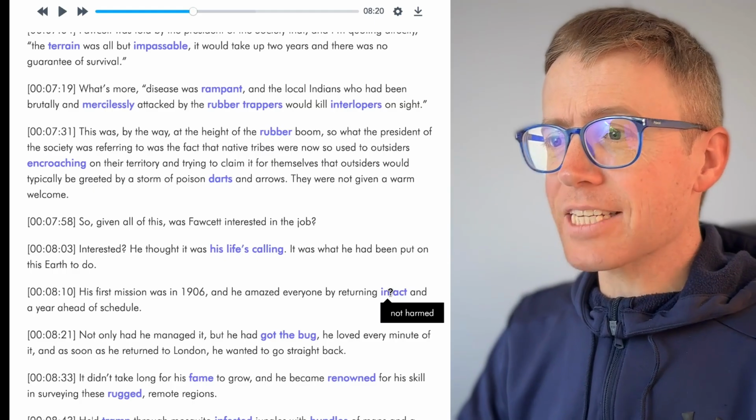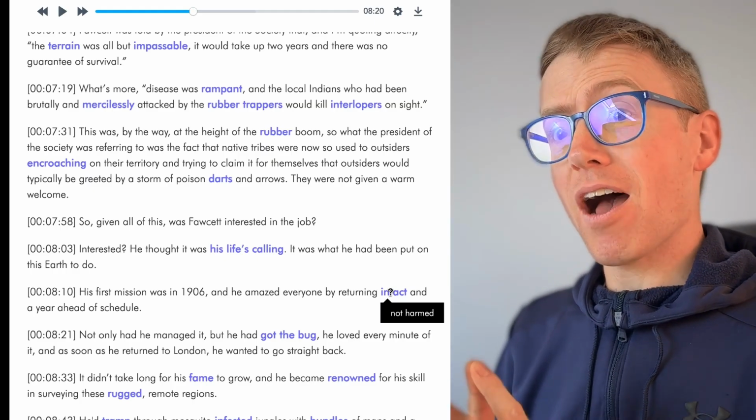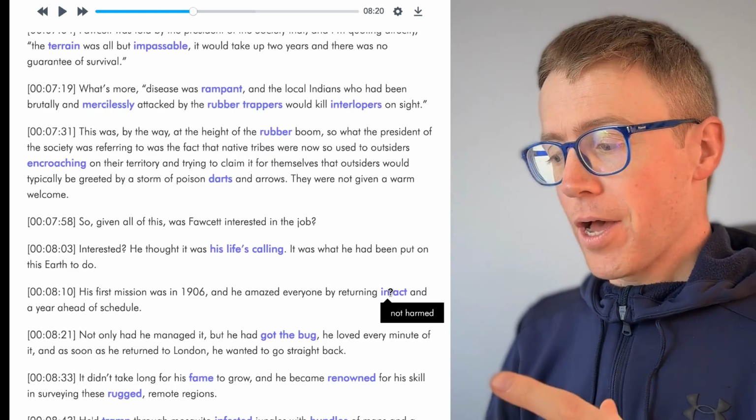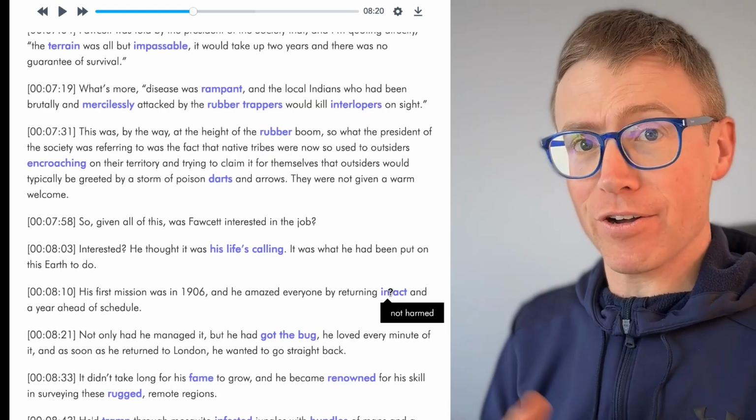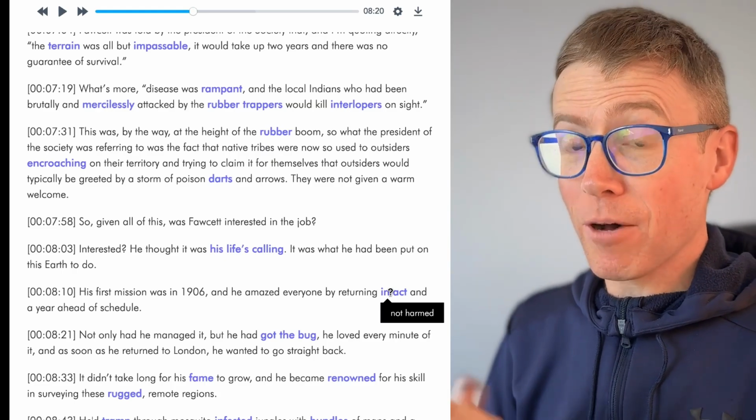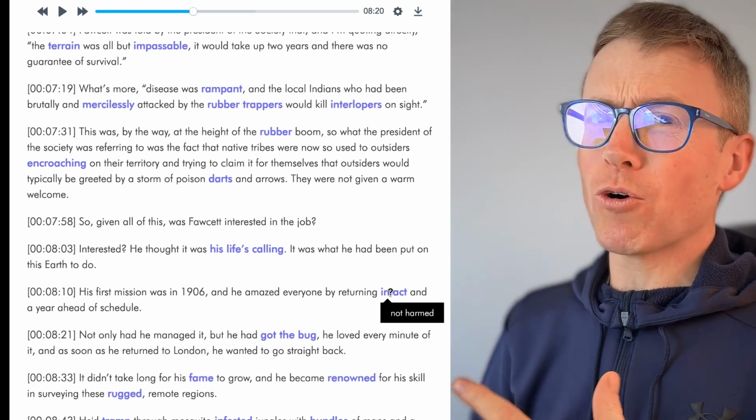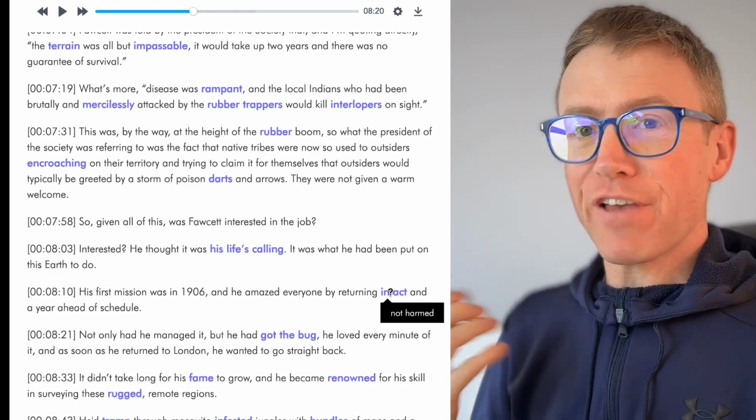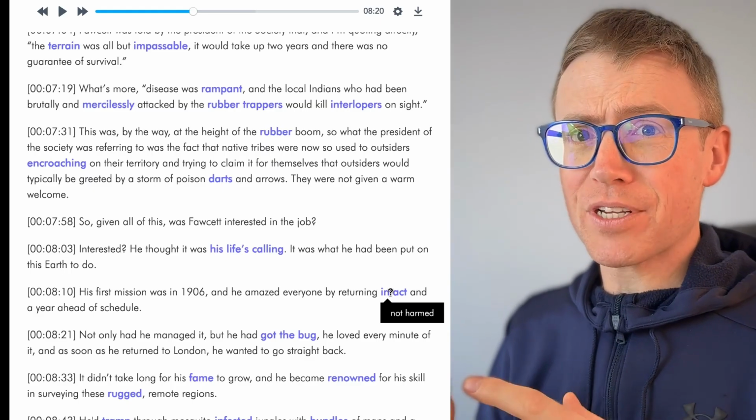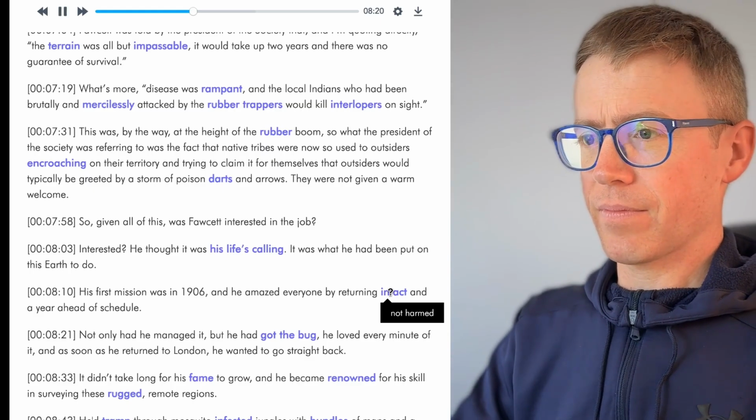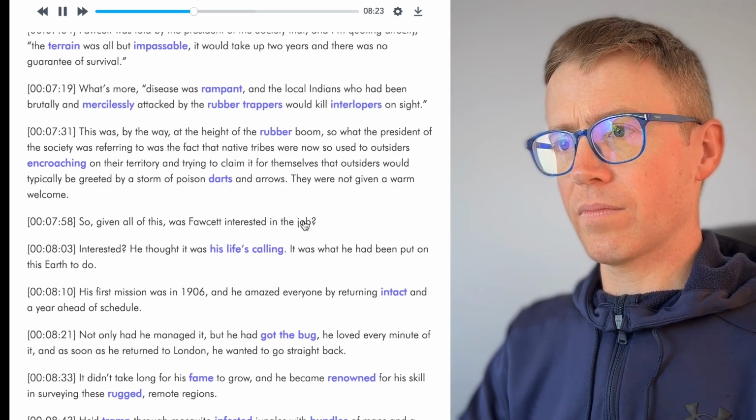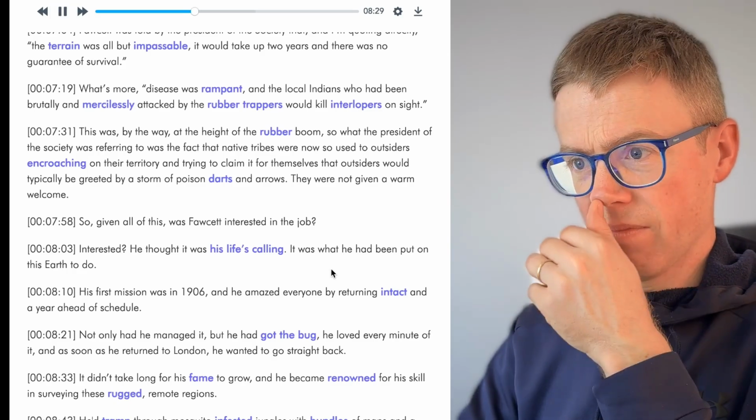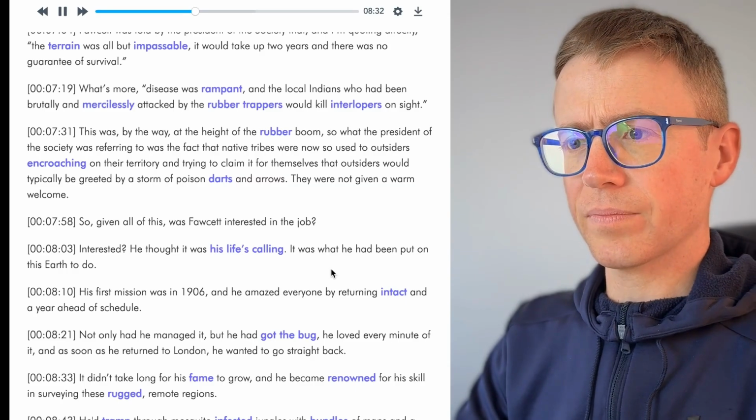So, intact, here you can see it means not harmed. Technically, it means in one piece, not broken. So, I dropped an antique vase, but miraculously, when I picked it up, it was still intact. When we talk about humans being intact, of course, it's a slightly kind of figurative sense. We mean not harmed, not injured, not damaged. Not only had he managed it, but he had got the bug. He loved every minute of it, and as soon as he returned to London, he wanted to go straight back.